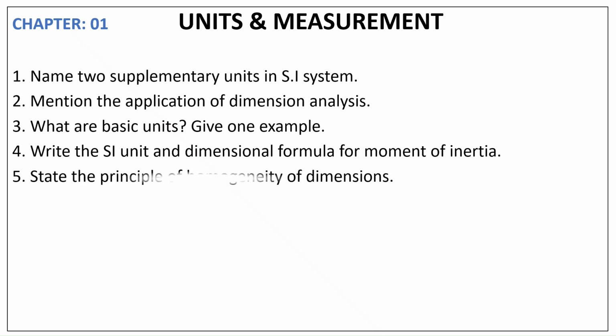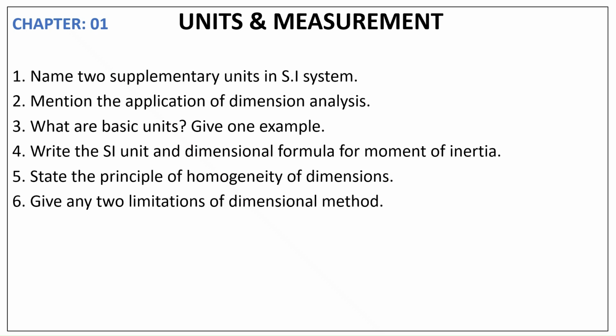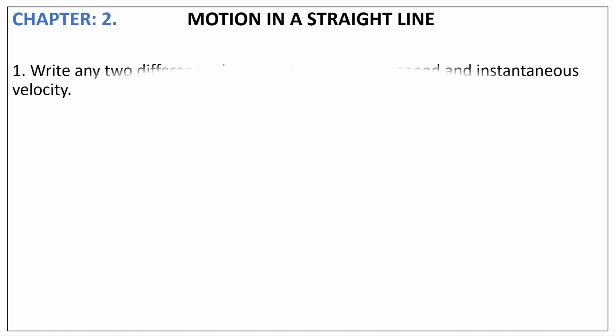5. State the principle of homogeneity of dimensions. 6. Give any two limitations of the dimensional method. Chapter 2. Motion in a straight line. 1. Write any two differences between instantaneous speed and instantaneous velocity.